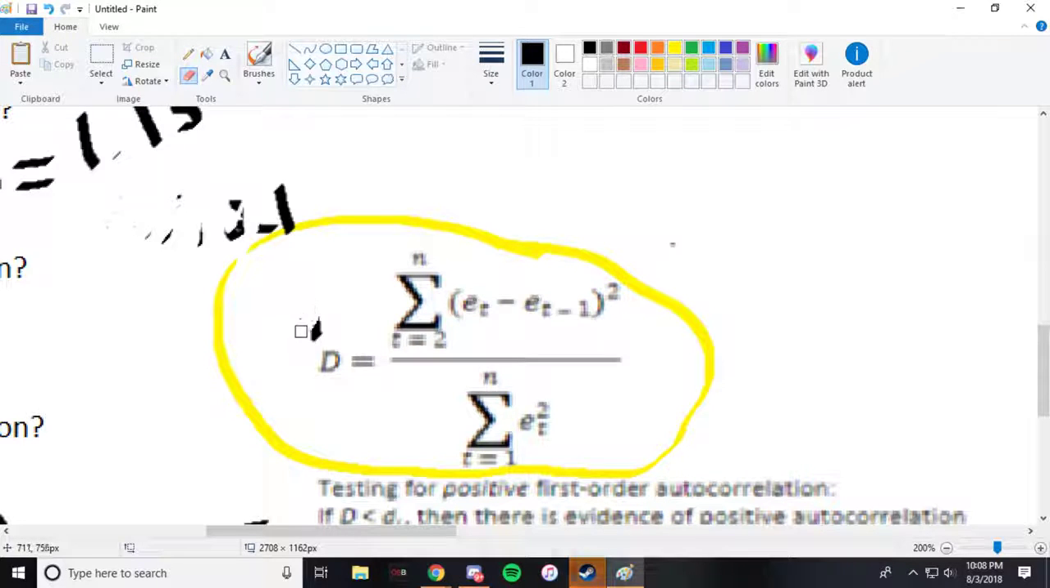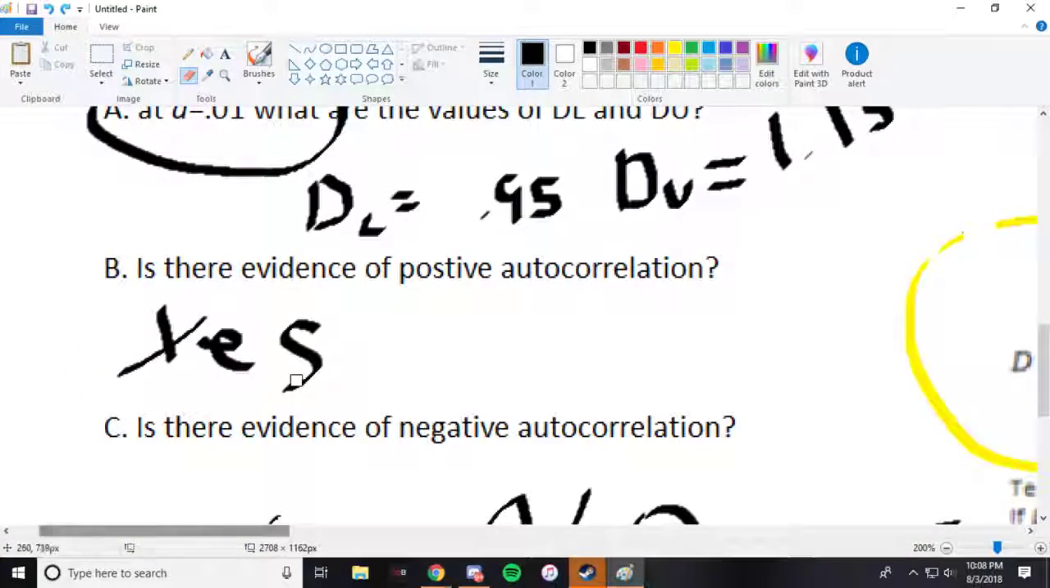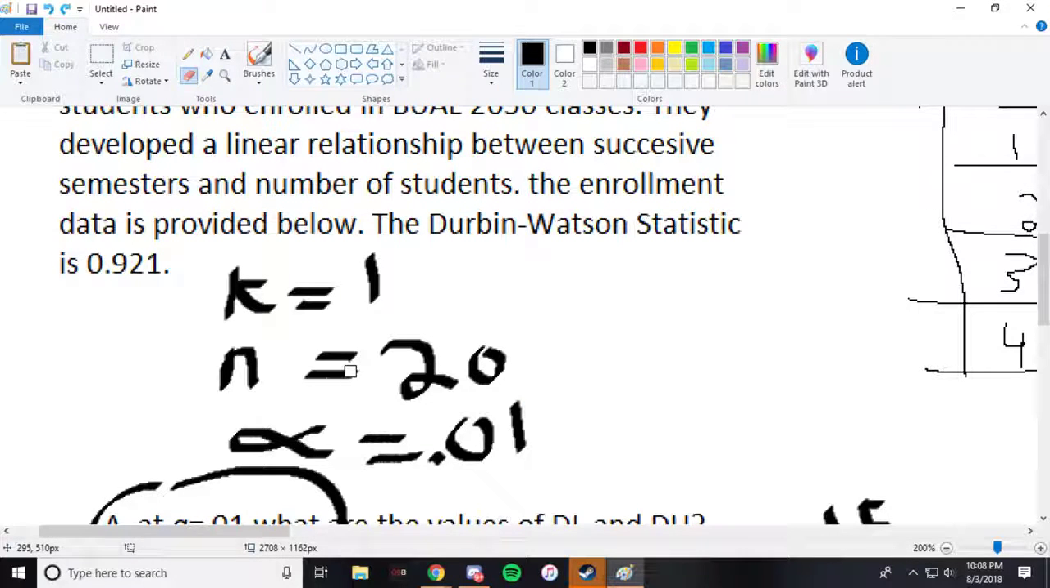Sorry for all this extra writing. I just explained this and made an error, so I'm just doing it again. But this is our formula, and for all intents and purposes for this video, we're going to assume that we do have D, which is 0.921. So using this information, we want to find our DL and our DU. But first we need to figure out what information we can gather from the problem.